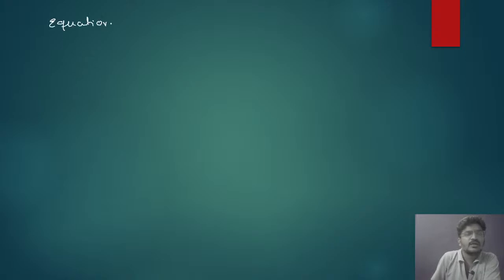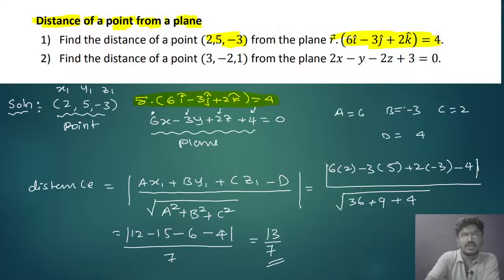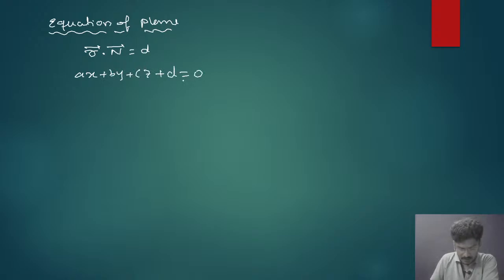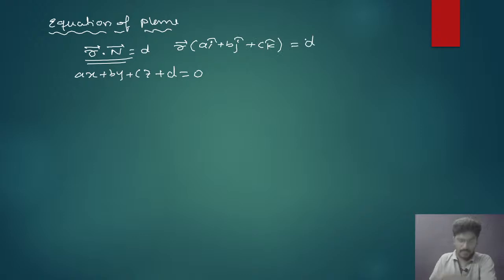Equation of plane is what? Equation of plane is vector r dot vector n equal to d, and the Cartesian equation is ax plus by plus cz plus d equal to 0. According to this, what are you going to write? Vector r dot ai cap plus bj cap plus ck cap equal to d. So understand this concept first.